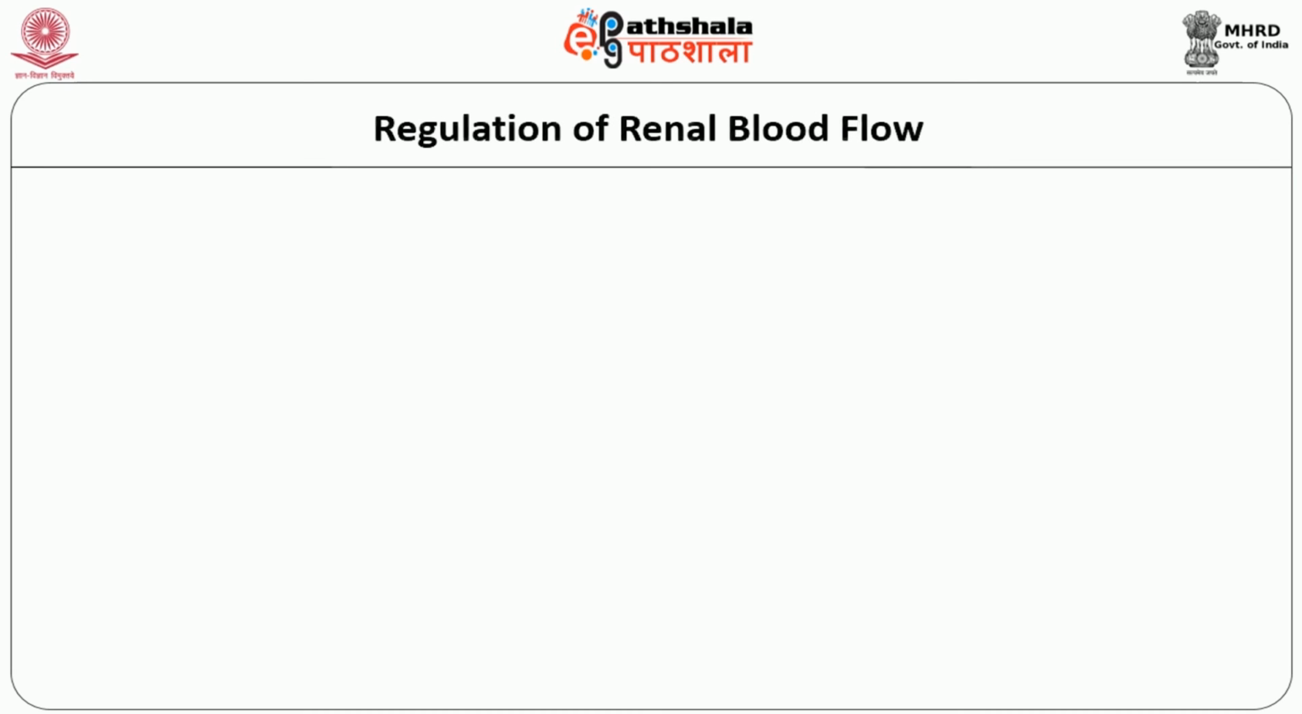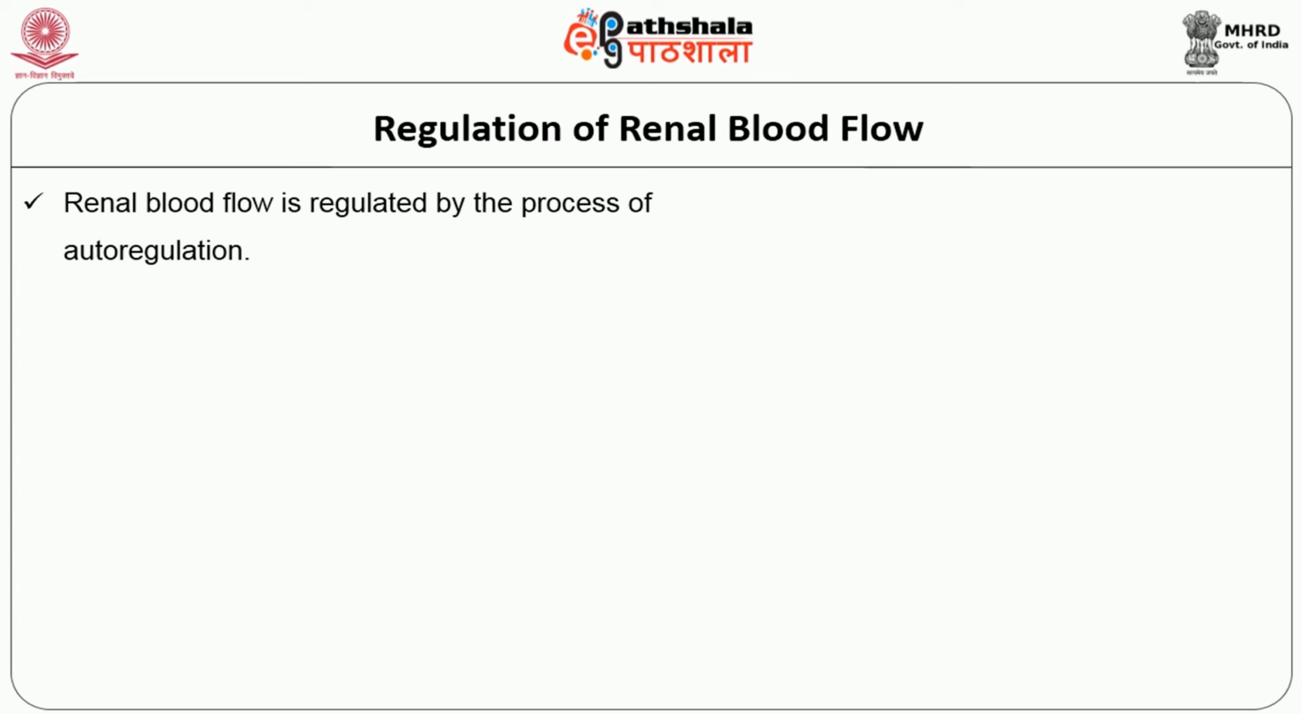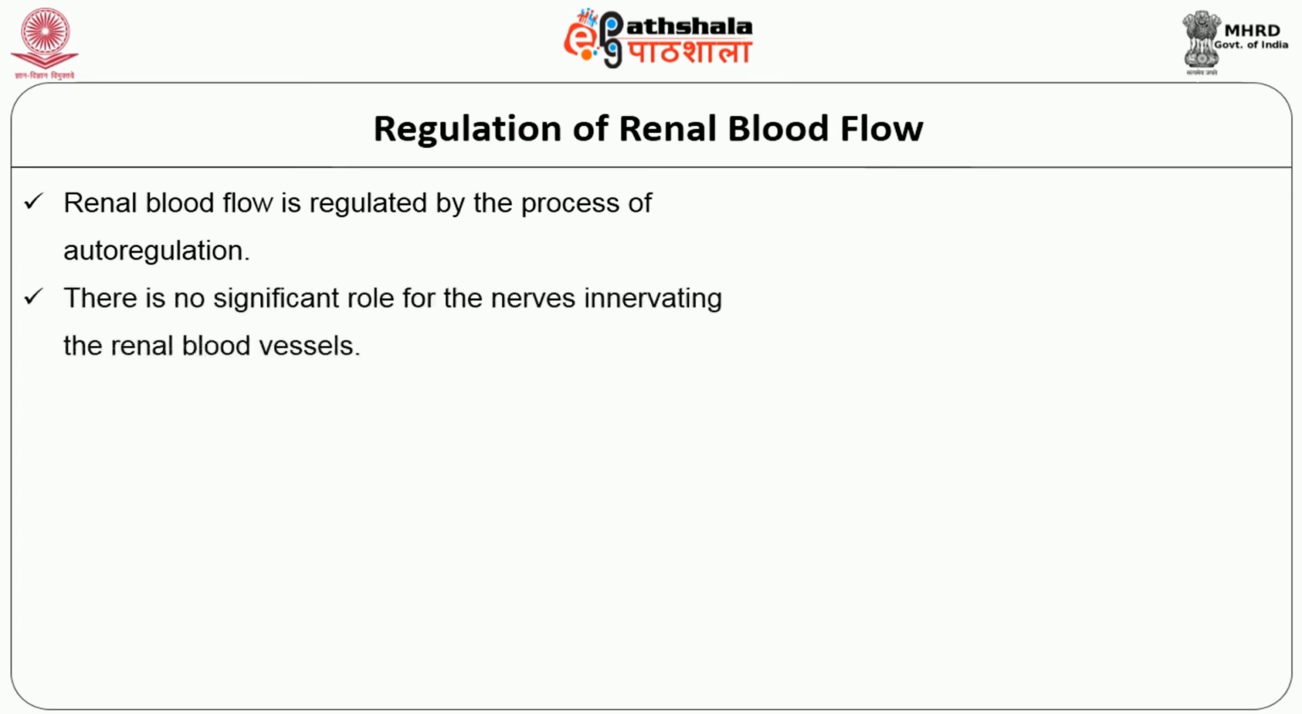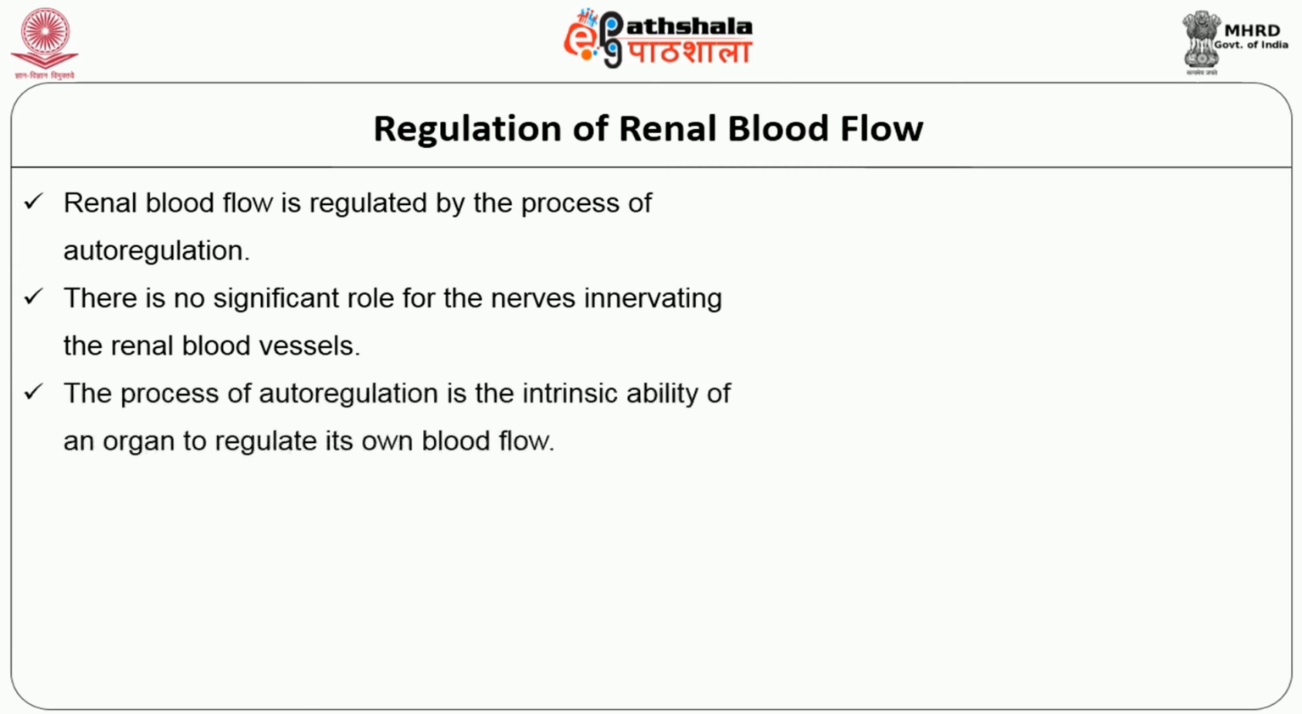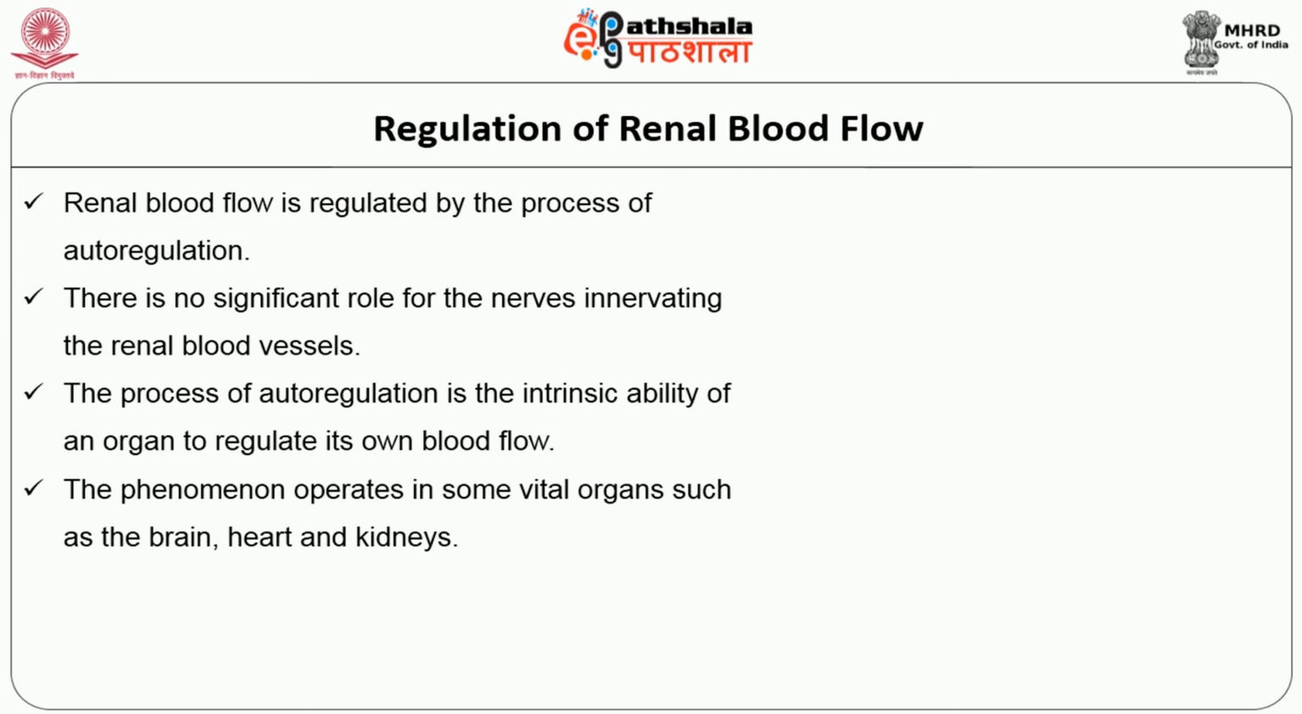Next we move on to the aspect of regulation of renal blood flow. Renal blood flow is regulated by the process of autoregulation. There is no significant role for the nerves innervating the renal blood vessels. The process of autoregulation is the intrinsic ability of the organ to regulate its own blood flow. The phenomenon operates in some vital organs such as the brain, heart, and the kidneys.